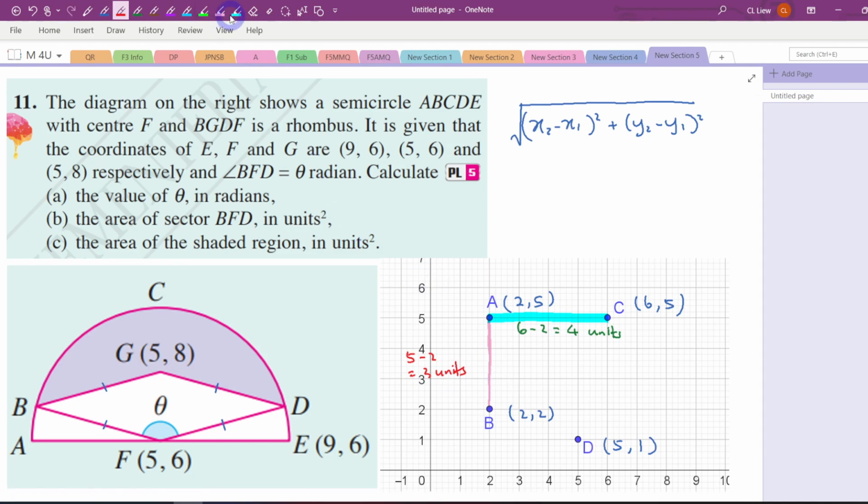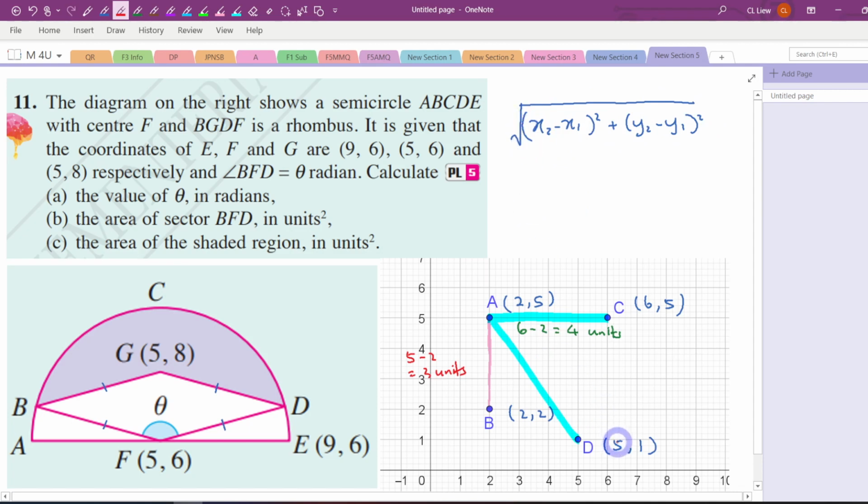How about if the question asks us to find the distance between point A and point D? Again, observe their coordinates. This is 2, this is 5, different x coordinates. How about the y coordinates? This is 5, this is 1, different y coordinates as well. In a situation like this, we need to use the formula. So how do we use it? (x2 minus x1) squared plus (y2 minus y1) squared, and then square root the whole thing.